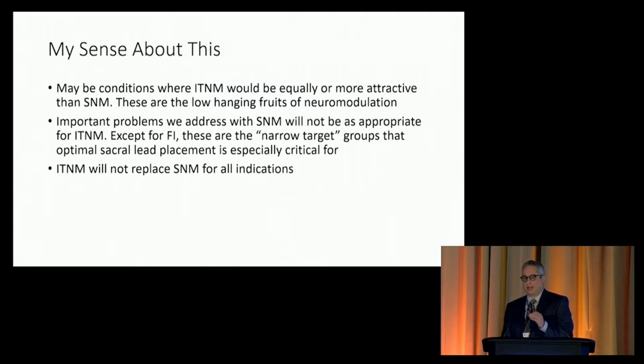There are problems like OAB dry, OAB with a component of pelvic pain, perhaps non-obstructive urinary retention, where optimal sacral lead placement is especially critical. And ultimately, implantable tibial nerve modulation might be something to expand our universe of options here, and it's a welcome change, but it's not going to replace sacral neuromodulation for all options. So thank you for your time and attention, and Scott, have at it.